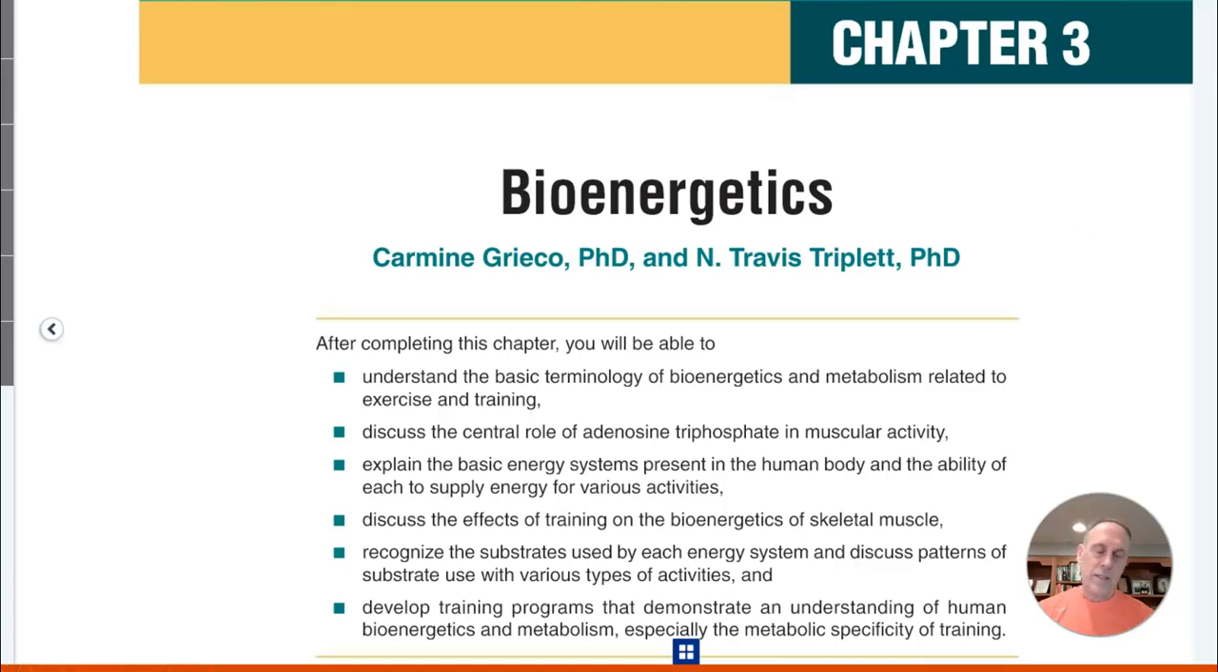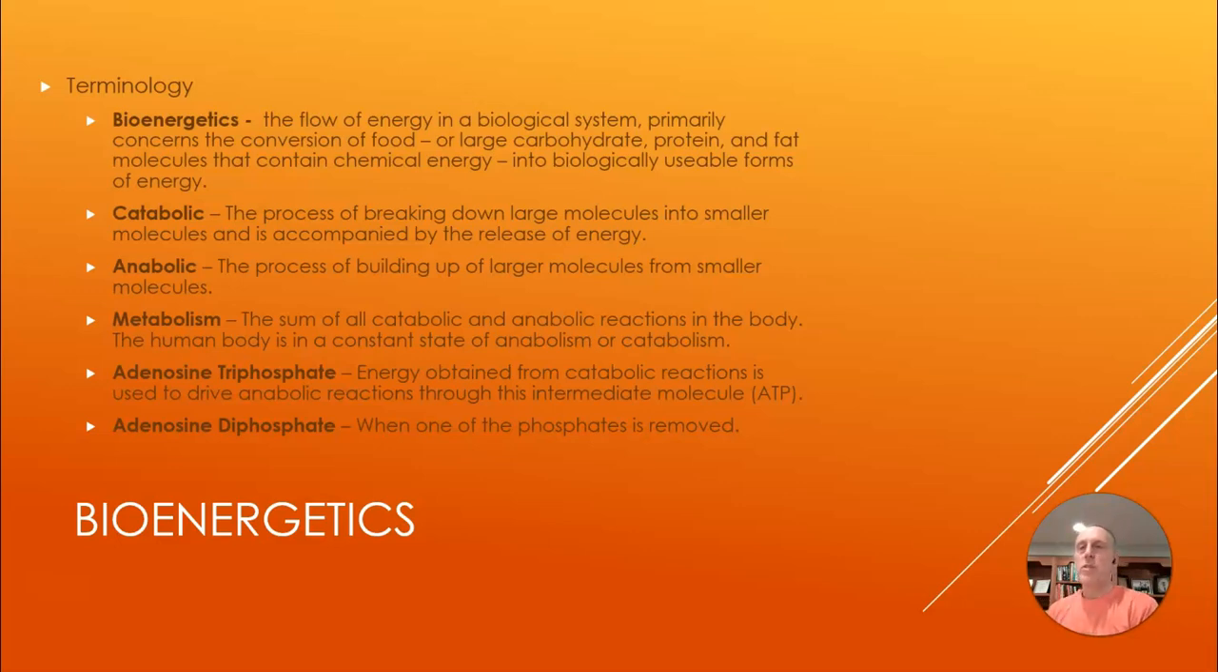It gets back to what we were talking about before. Sport-specific demands require sport-specific training to get a sport-specific result. Now, the terminology that we have to hit on the front end is bioenergetics. It's the flow of energy in a biological system, and it primarily concerns the conversion of food, meaning carbohydrate, protein, and fat molecules that contain chemical energy. These are all processed differently within the body to allow us to get to the end result, which is adenosine triphosphate.